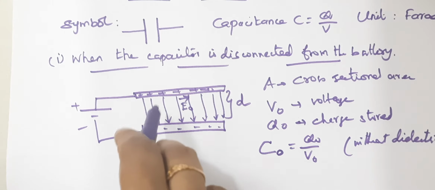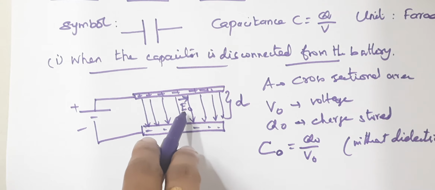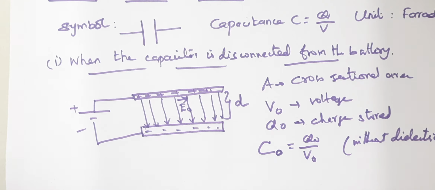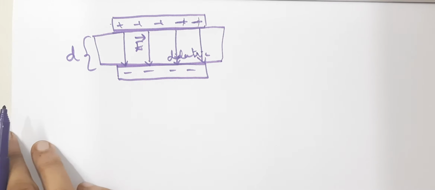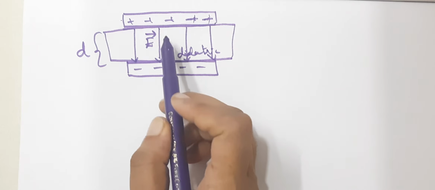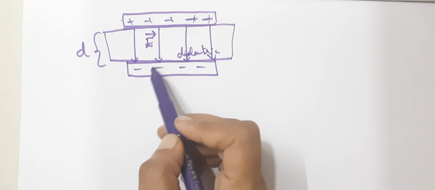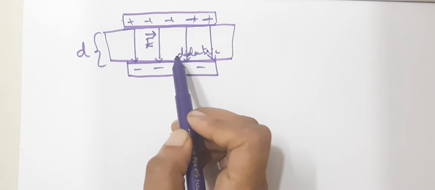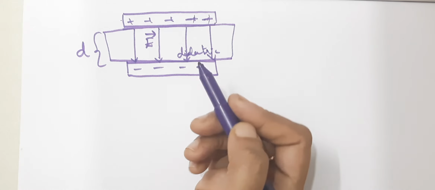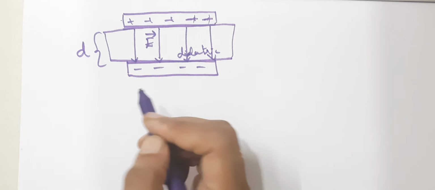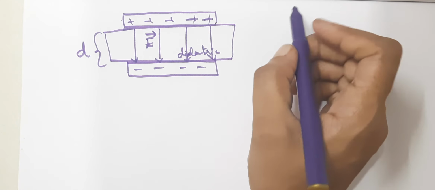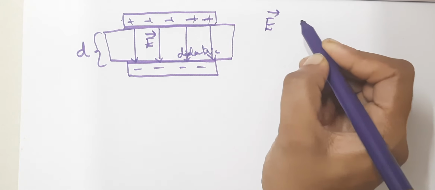Previously I have drawn so many lines. And the electric field is taken as E0. Now the dielectric is introduced between these two plates. When you introduce the dielectric, the electric field decreases, because it is a non-conducting material, an insulator. So now there is a modified form of electric field produced, that is taken as E vector.